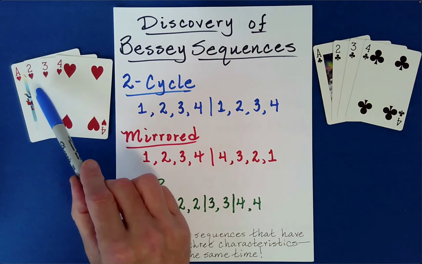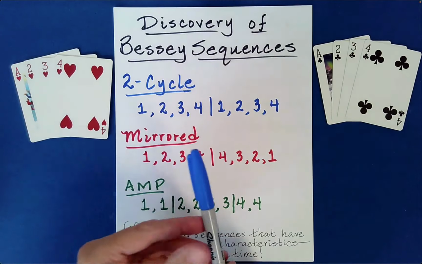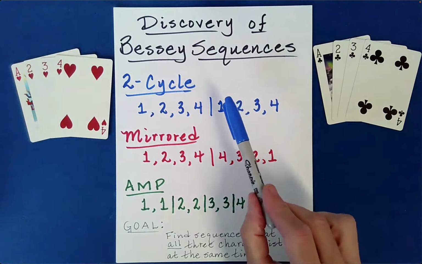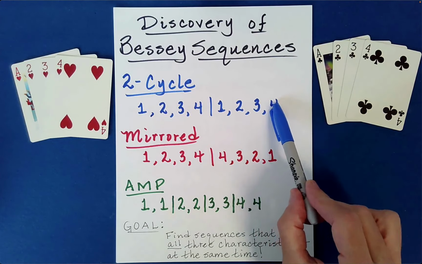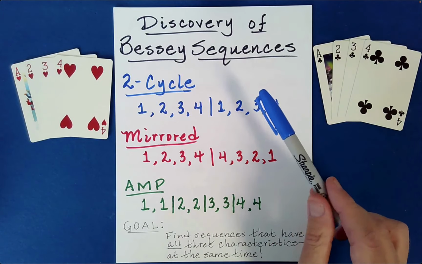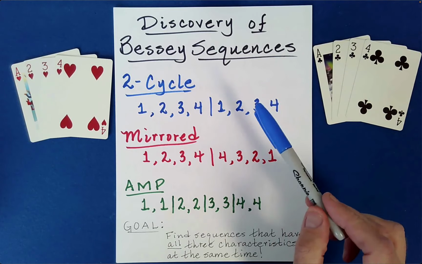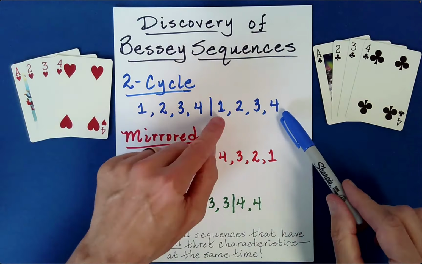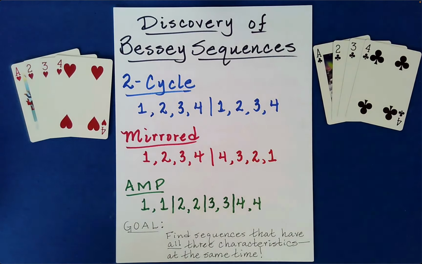Ace, 2, 3, 4, and then if I stack these cards on top of those, it would be ace, 2, 3, 4 of a different suit. Okay, so that's called a two-cycle, and it's a two-cycle because there's a pattern that repeats twice. Okay, now it ends up that given a two-cycle, there's a number of mixing routines and shuffles that can be performed that will not undermine the two-cycle structure.